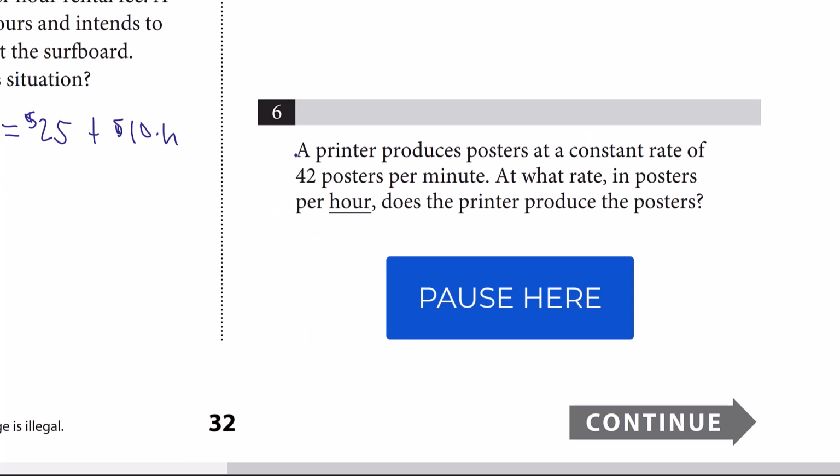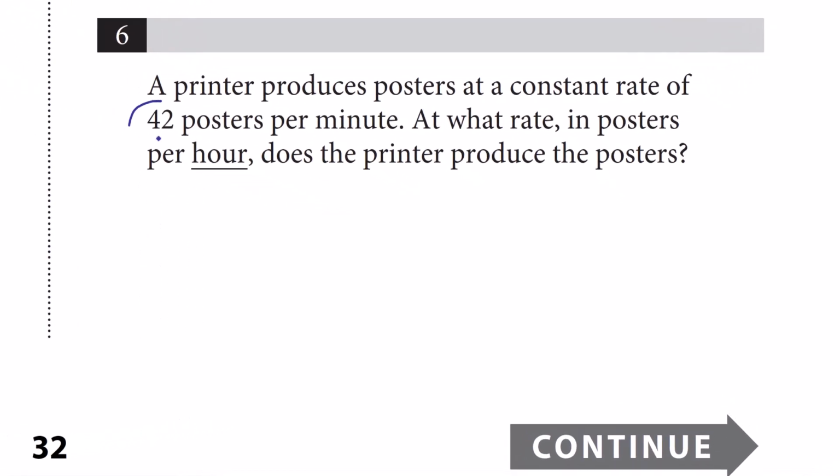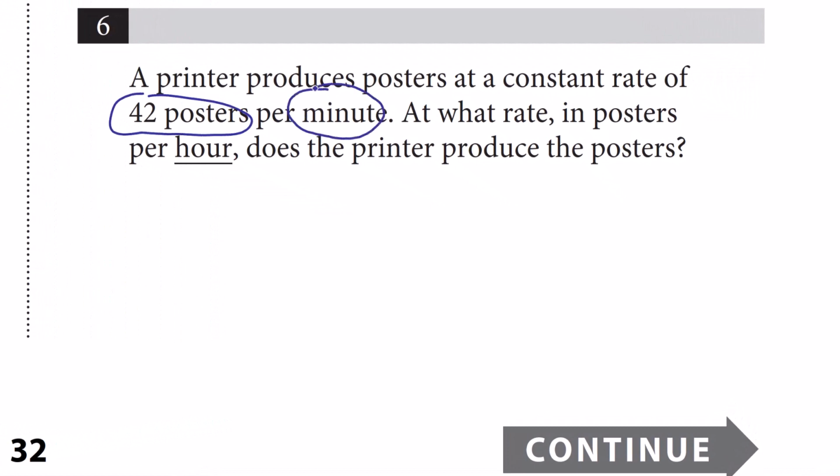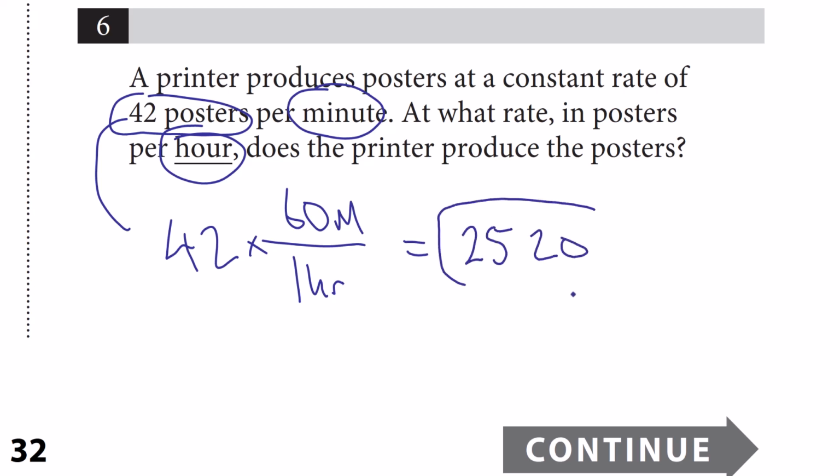Question number 6. Go ahead and pause the video and try to solve this on your own. So 42 posters per minute, and we want to know how many per hour. So it's going to be 42 times, well, 1 hour has 60 minutes. So we can write it like that, make it formal. But basically 42 times 60, that's going to get you to 2520. And that's your answer.